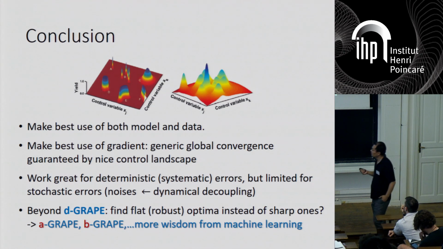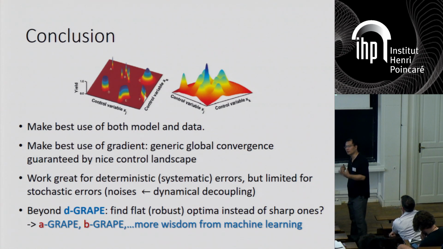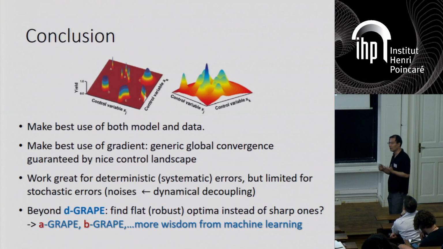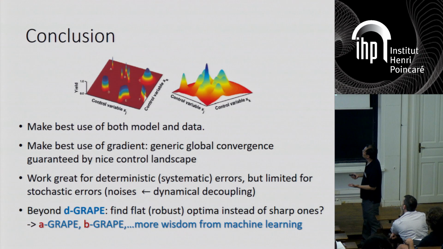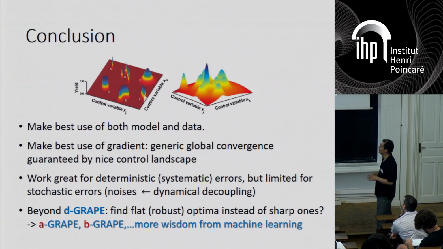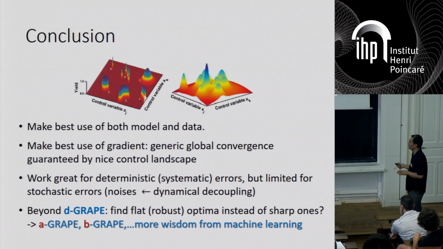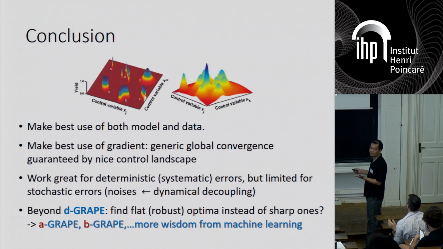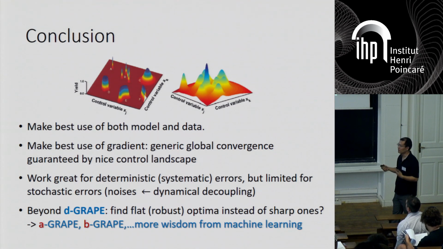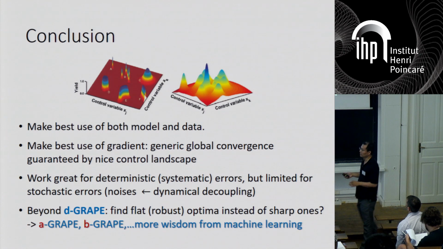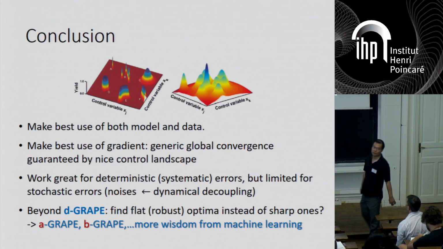Right. So finally, beyond d-GRAPE, this just shows you that you can do more with the gradient algorithm using online data. So for example, you may have many solutions, but some solution is robust, the flat one, and some solution is not so good, the sharp one. If you want to find this one but not that one, you can have some other design. For example, we have what we call A-GRAPE, B-GRAPE. We can also have C-GRAPE, medi-GRAPE. So we can have some more wisdom from machine learning. That's the end of my talk. Thank you.